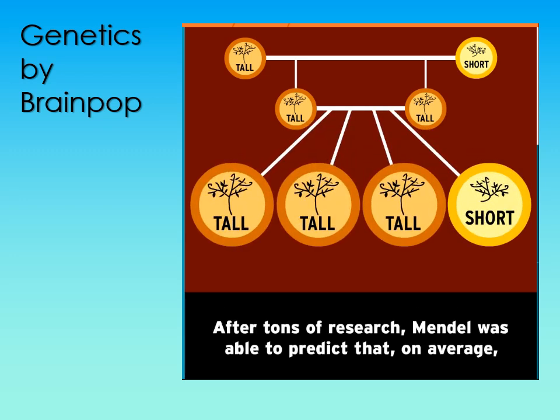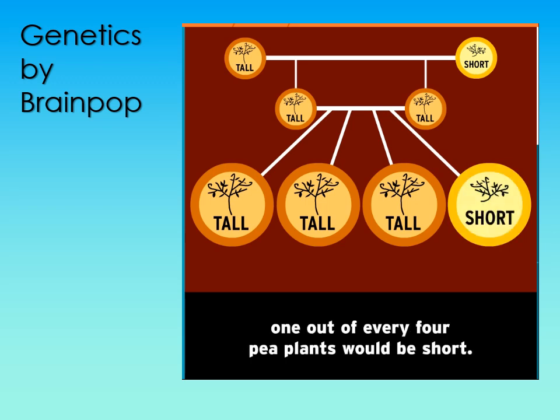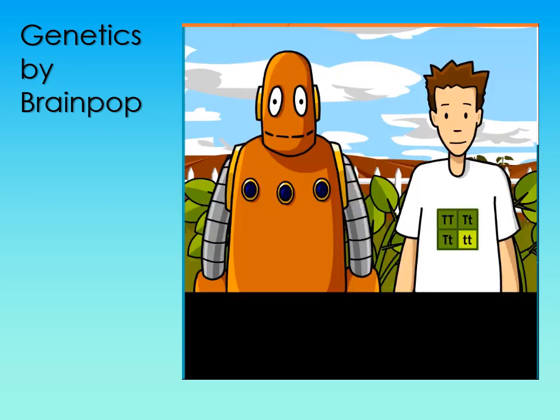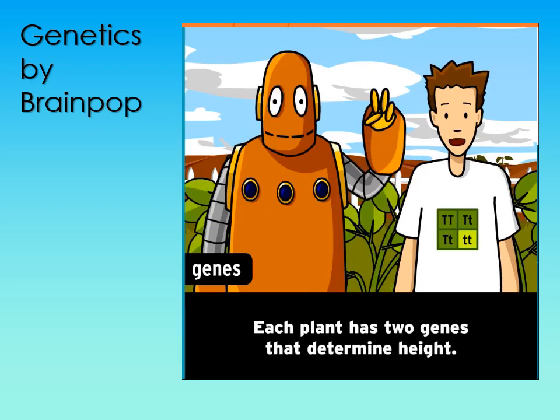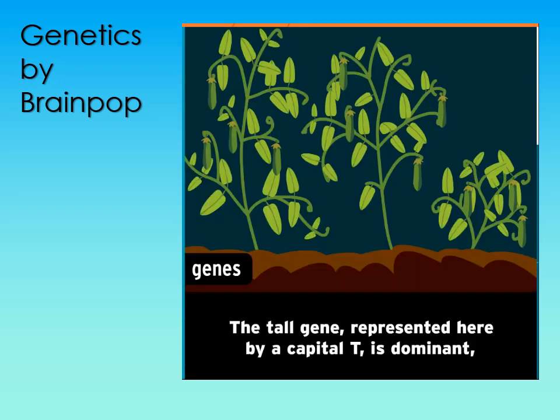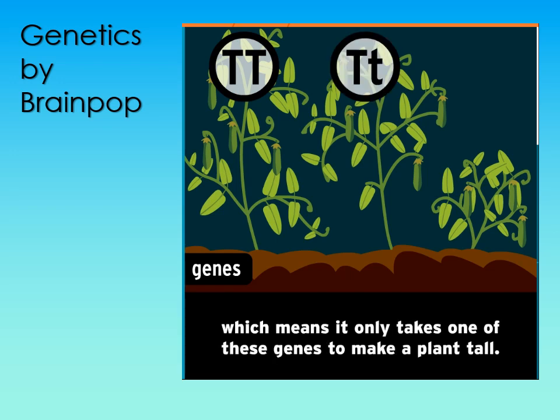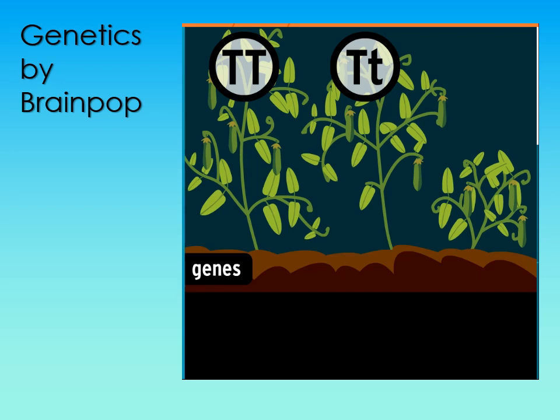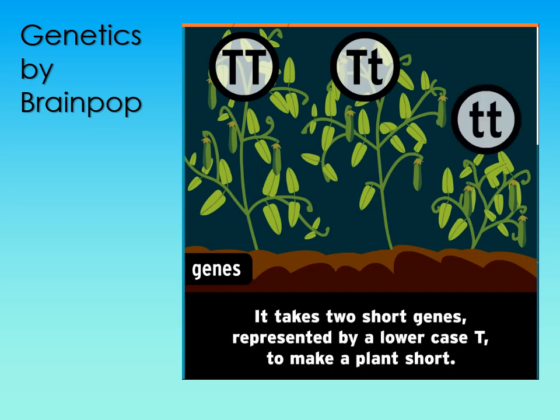After tons of research, Mendel was able to predict that, on average, 1 out of every 4 pea plants would be short. Each plant has 2 genes that determine height. The tall gene, represented here by a capital T, is dominant, which means it only takes 1 of these genes to make a plant tall. It takes 2 short genes, represented by a lowercase t, to make a plant short.